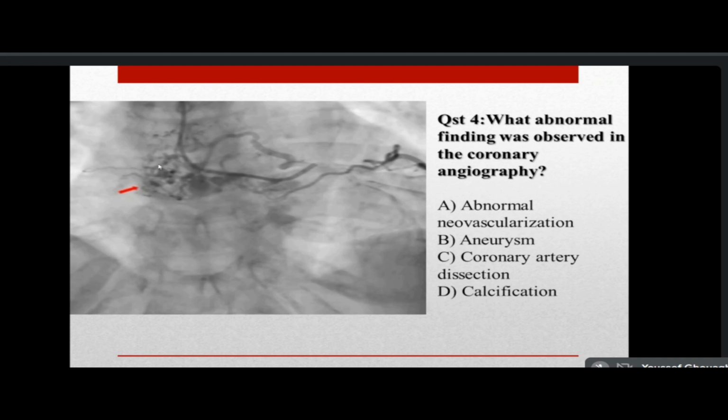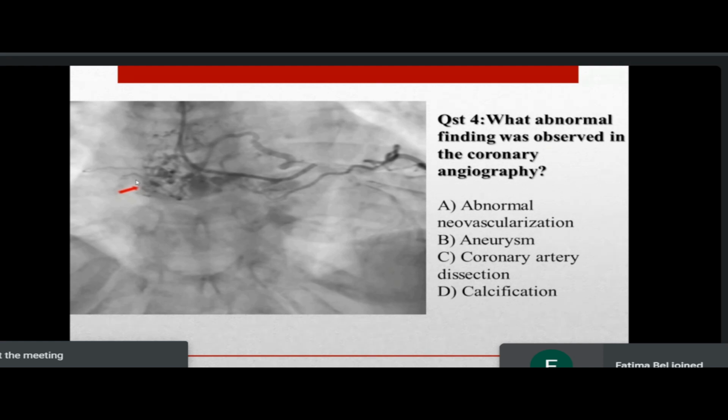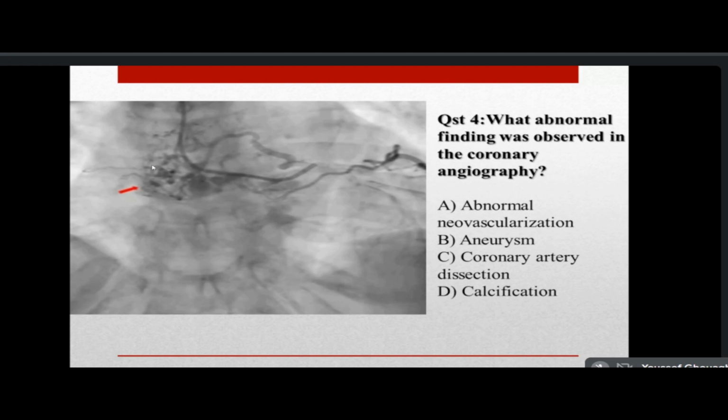To simplify it for you, here is the arrow. And here we have the pathology. So I make it easy by centering it like that. So what's the abnormal finding that was observed in the coronary angiography?